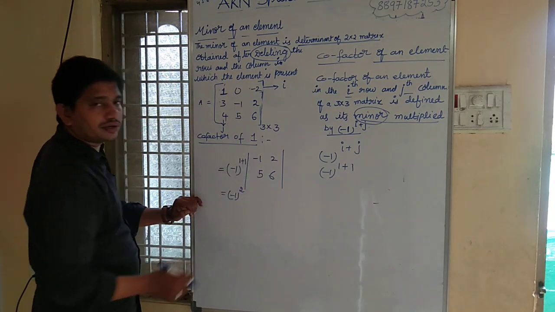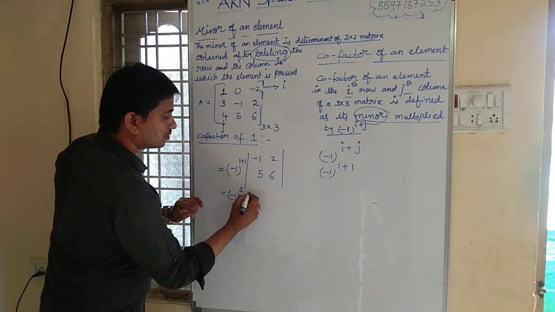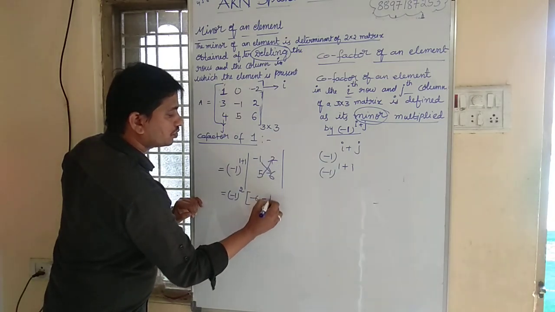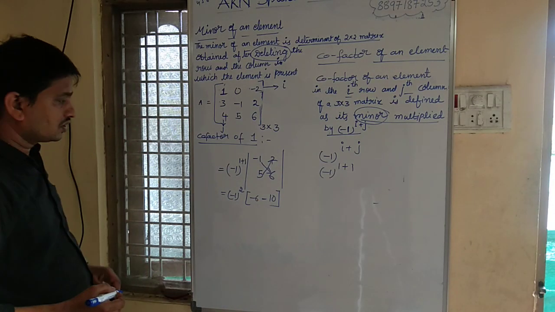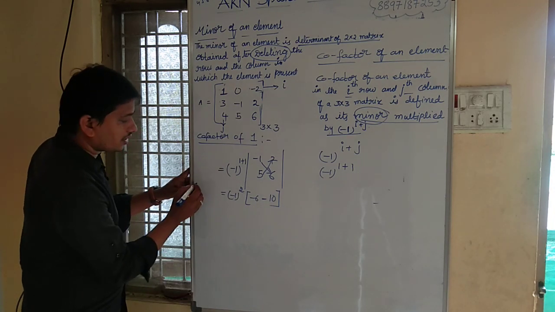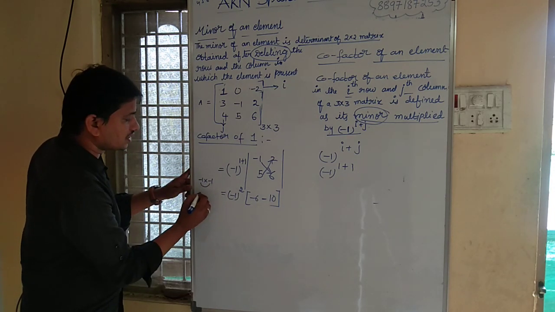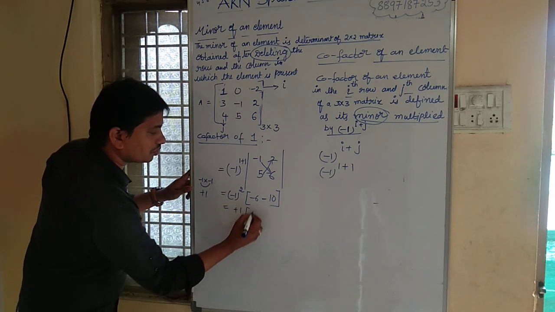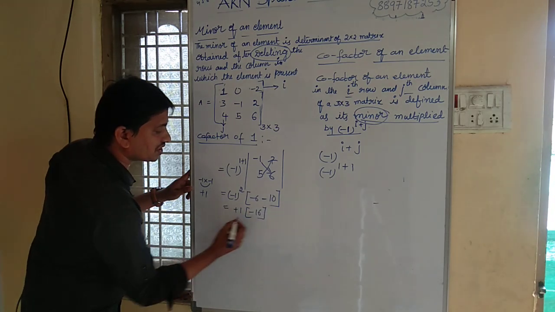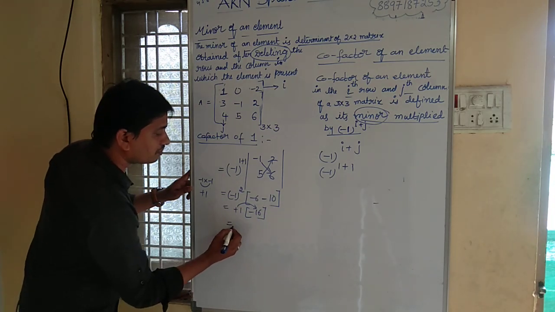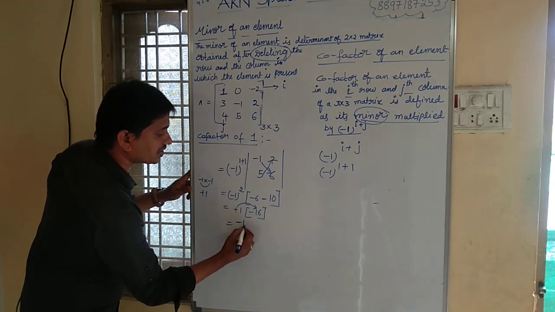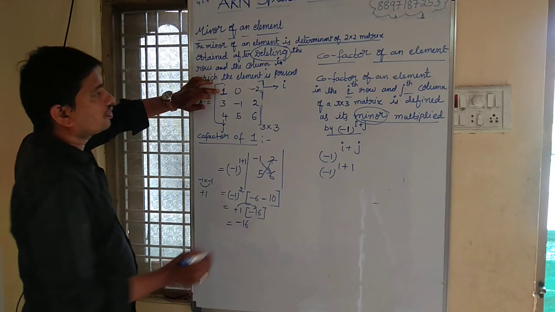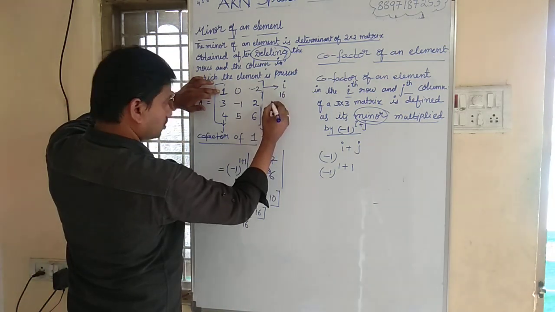So how to find the determinant? 1 into 6, that is minus 6, minus 5 into 2, that is 10. So minus 1 whole square, I mean minus 1 into minus 1, minus into minus is plus, so 1. Plus 1 into minus 6 minus 10, that is equal to minus 16. So children, what is the cofactor of element 1? That is equal to minus 16.